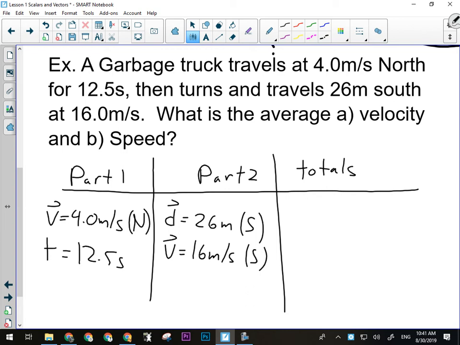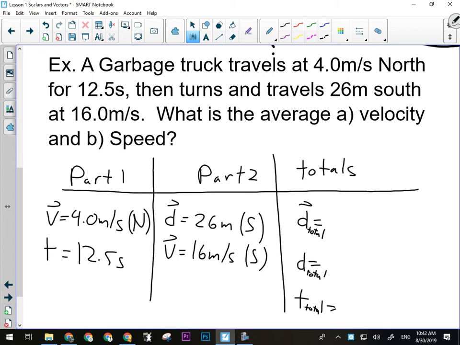All right, so that's the information I know. I need total displacement. I need total distance, not the vector over top. And I need the total time. Those are the three things I need. Right now, I don't have the ability to get any of those, and that's because I don't know how far the object went in part one.